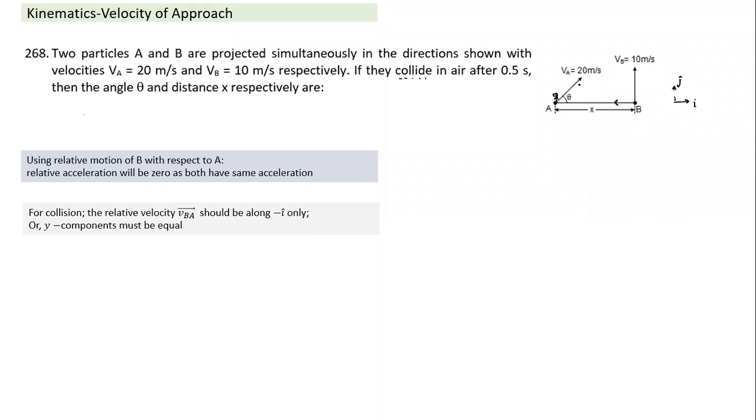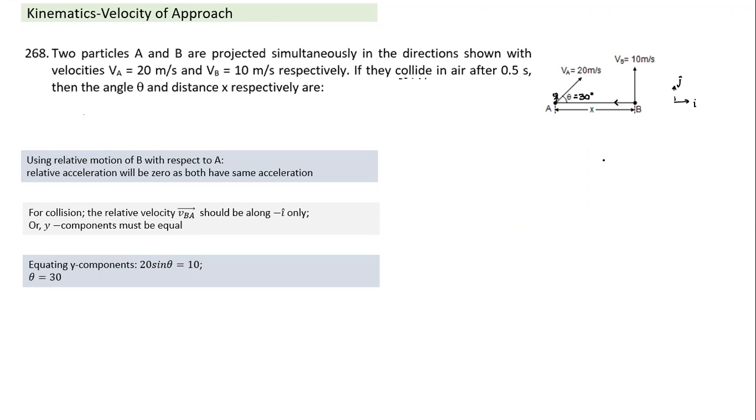Now equate the y components. This is the y component of 10 and this is the y component of 20 sine theta. What is the condition? 20 sine theta has to be equal to 10, which gives you theta is equal to 30. So that's the first thing we have found, the value of theta. Now the second question is, they collide in the air after 0.5 seconds. What is theta and x? We have to find x also.